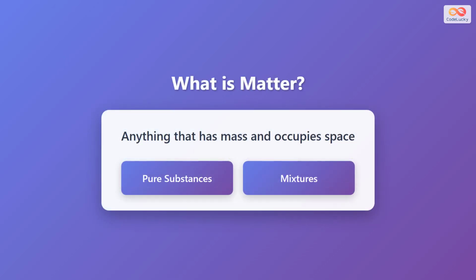Let's start with the basics. Matter is anything that has mass and occupies space. Everything you can touch, see, or feel is made of matter. The chair you're sitting on, the air you're breathing, even the water you drink. All matter can be classified into two main categories: pure substances and mixtures. This classification helps us understand the composition and behavior of different materials.